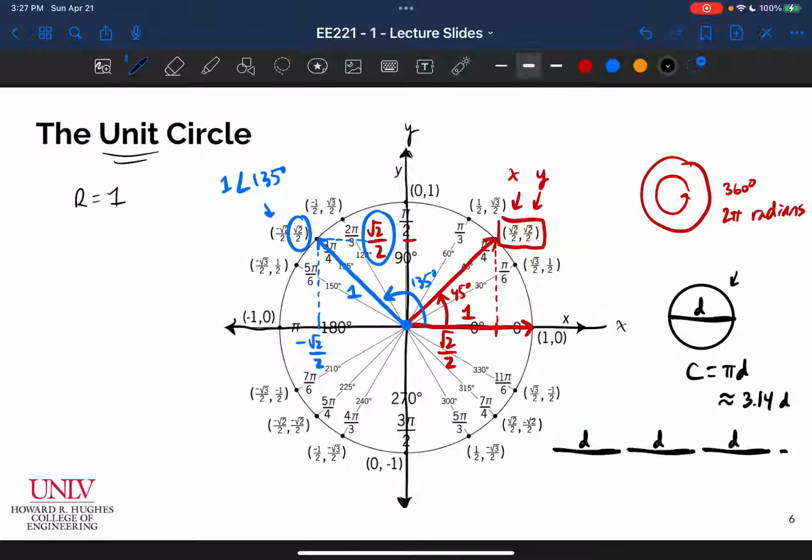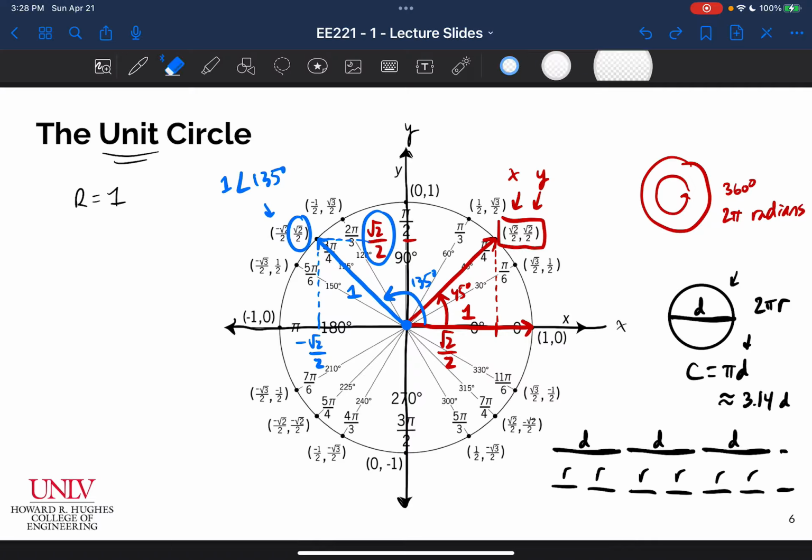Well, I could also split it up into radius, right? It would be a radius, a radius, a radius, a radius, a radius, a radius, and then an extra little 0.28, roughly, right? Because instead of pi times the diameter, it would be 2 pi times the radius, and 2 pi is 6.28. If I want to be accurate, this piece would be the same size as this piece, because this right here is 0.14 diameters. This right here is 0.28 radiuses, which is the same size.